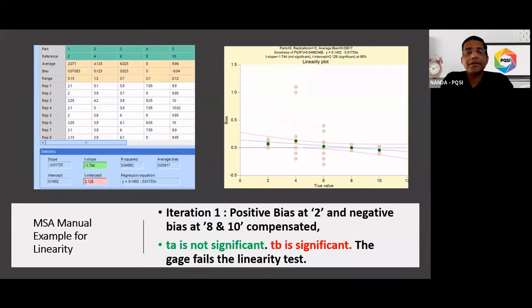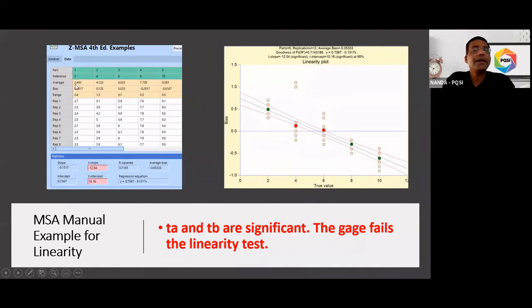So what I've done here is the first iteration. If you looked at it, you had the slope significant, and you also had the y-intercept significant. So what we did was look at the bias values. At the top, you have those bias values. So let me go to the previous slide. So these are the bias values.